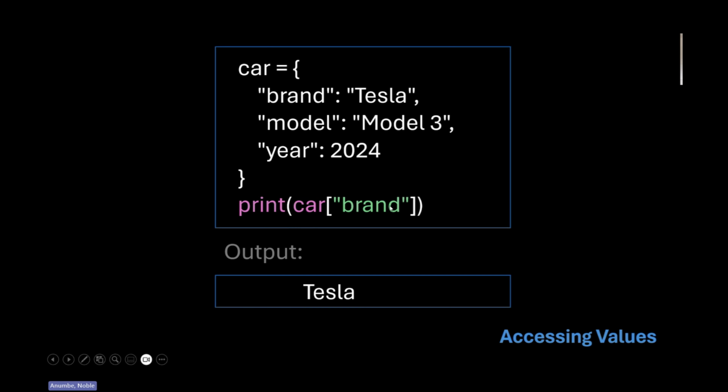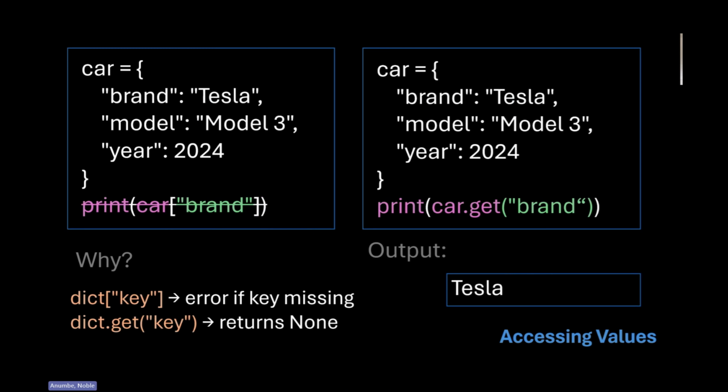So if I'm looking to figure out what the model of this car is, I do the same thing. I come in here and I type in model, and then it would return model 3. If I'm looking for the year, I do the same thing, pull up year, put it in here, and then it will return 2024 for me.